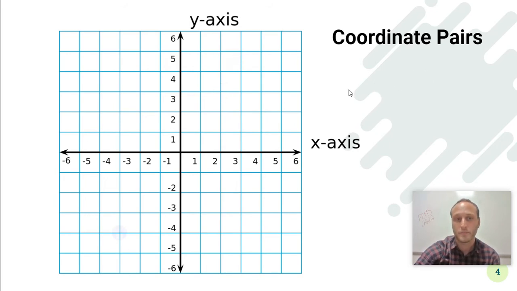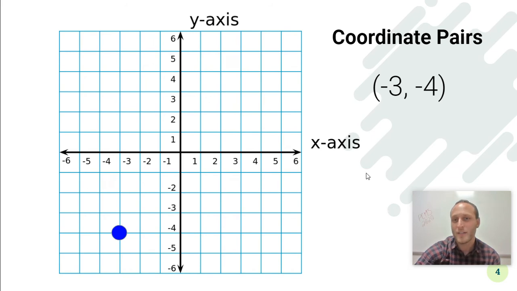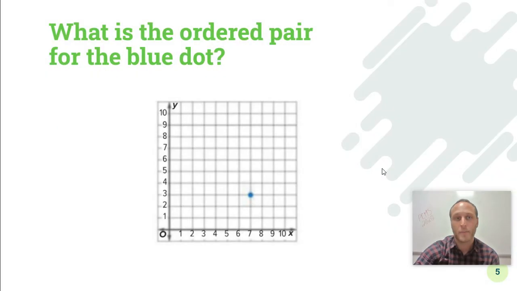Let's do another one. If I were given a dot down here in the bottom, this time I'm still starting at the origin, but I'm moving left because I always start with my x first. So I go 1, 2, 3 spots over to the left, and 1, 2, 3, 4 spots down below the x-axis, which is moving on the y-axis. So our coordinate pair would be -3, -4. It's kind of like latitude and longitude that you did last year, but this is with mapping and graphing here.